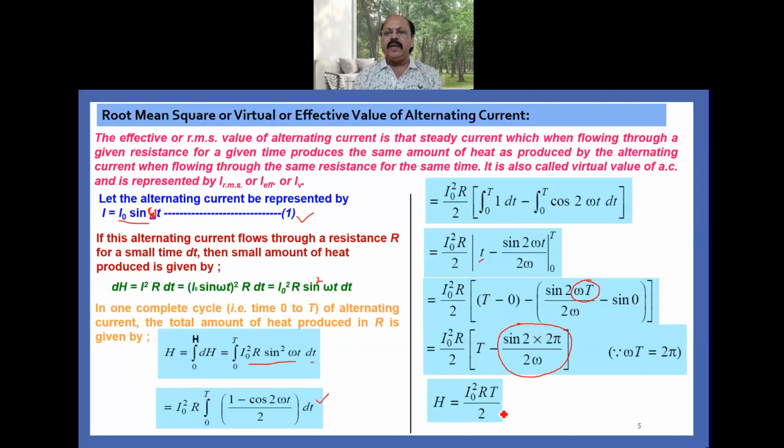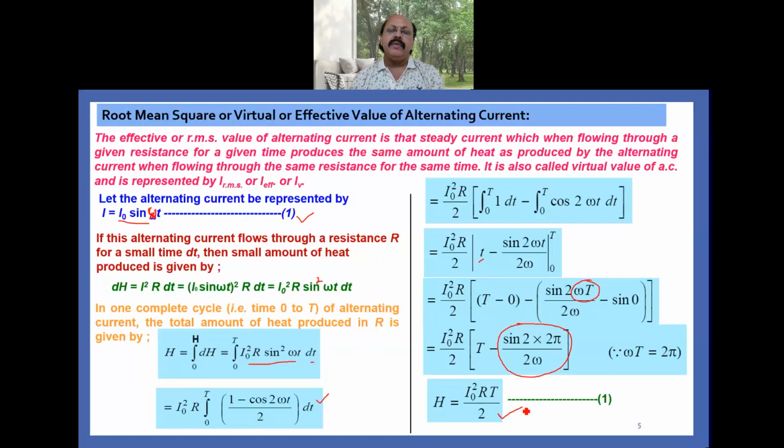This means this much heat is produced by alternating current in resistance R over one complete cycle. Mark this equation number 1.